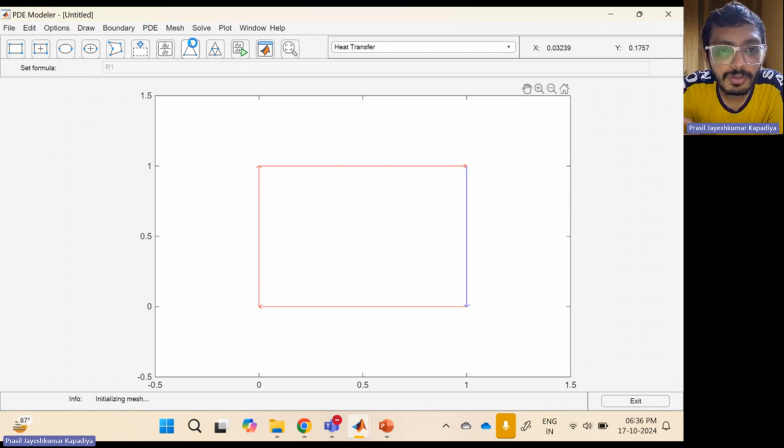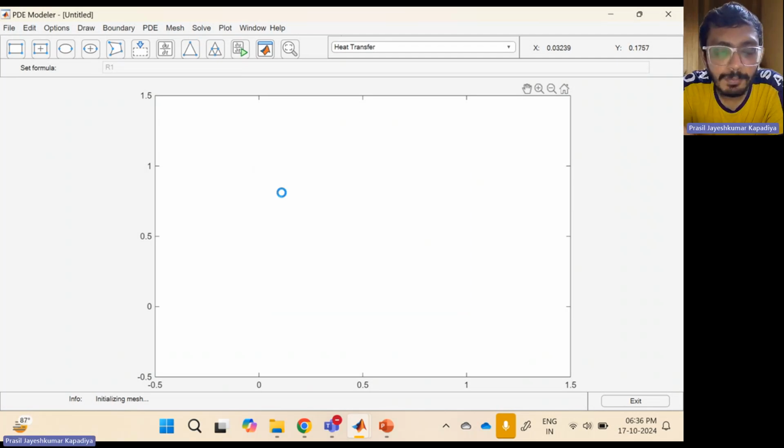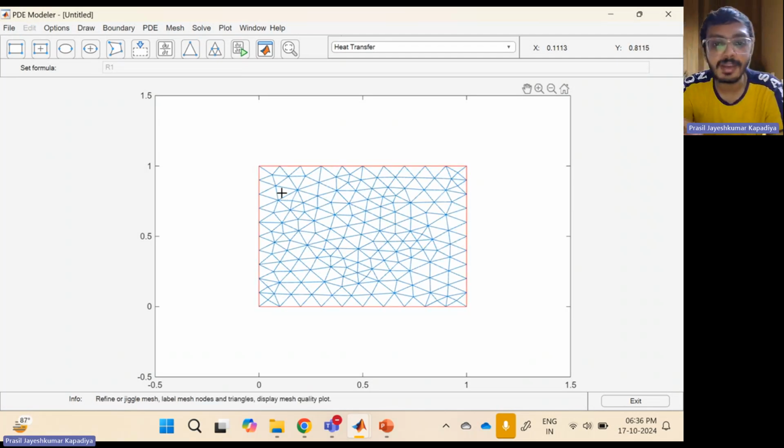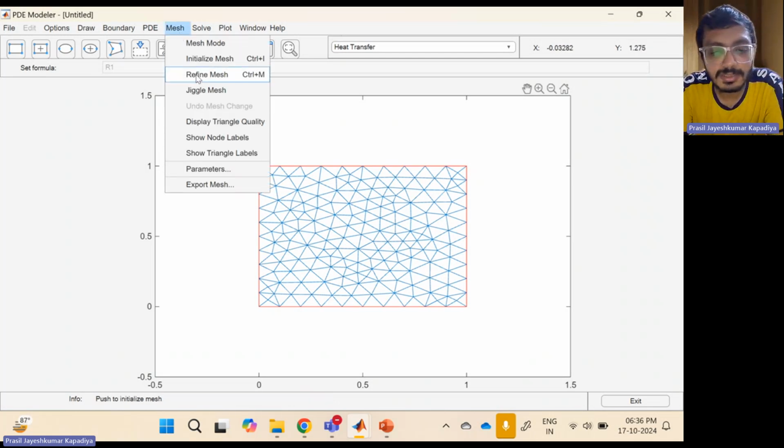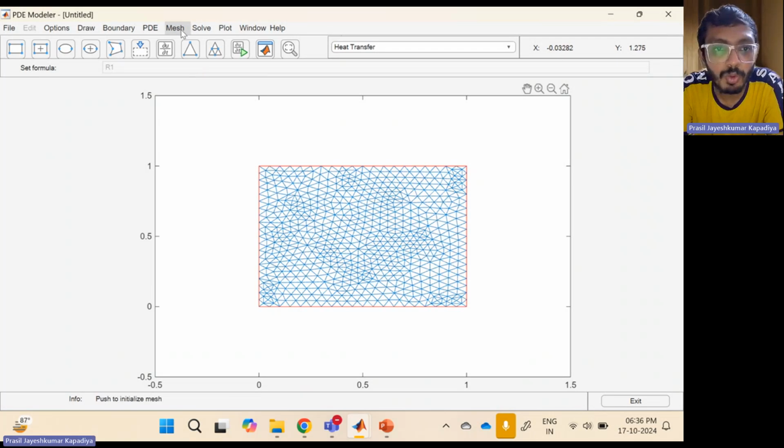So I will go to mesh mode. Okay, so mesh will be created. See, you can see here it's not finite difference. What is finite difference? Let's say at equal intervals, 0.1, 0.2, 0.3, like that all meshes are created. It's not finite difference. Here it is finite element. Here it is creating triangular elements in the mesh. Further, I can refine this mesh for more accurate prediction.